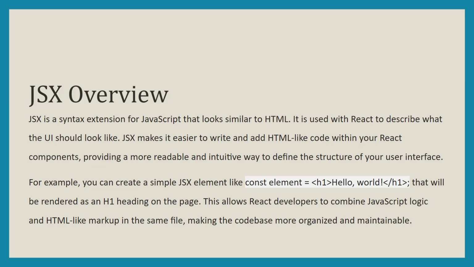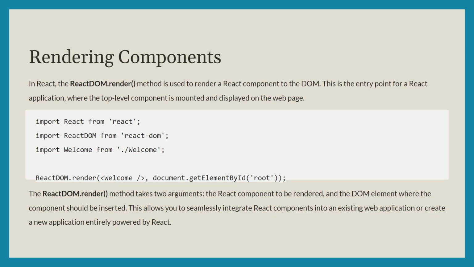JSX makes it much easier to write and add HTML-like code within your React components, providing a more readable and intuitive way to define the structure of your user interface. For example, you can create a simple JSX element like const element = <h1>Hello, world!</h1> that will be rendered as an h1 heading on the page. This allows React developers to combine JavaScript logic and HTML-like markup in the same file, making the code base more organized and maintainable. So now let's talk about rendering components.